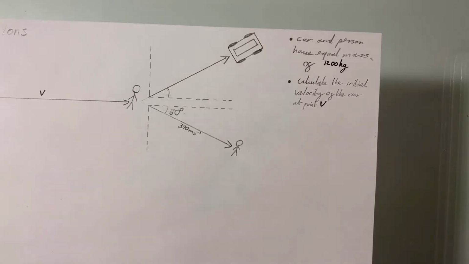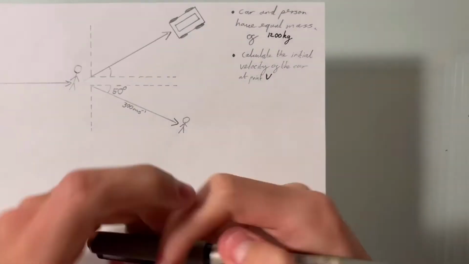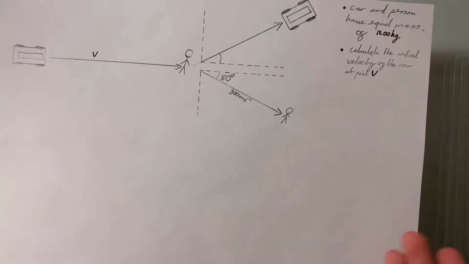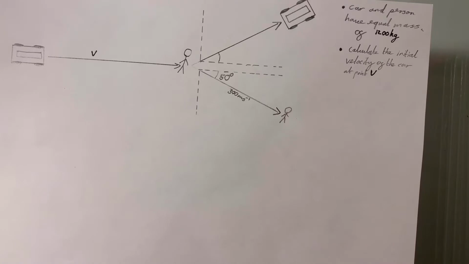Today we are going to be doing 2D collisions. Now what is a 2D collision, I hear you ask? Well, a 2D collision is a collision of two objects in two dimensions, obviously.